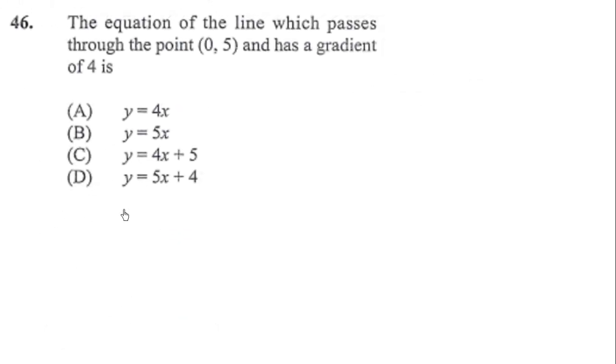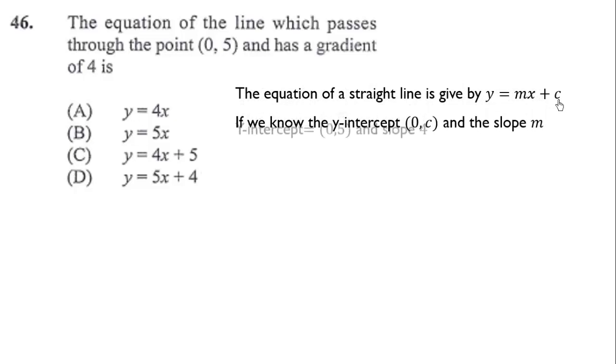Now the 46th item: the equation of the line which passes through the point (0, 5) and has a gradient of 4 is. So the equation of a straight line is given by y equal mx plus c. Now the m is the slope, which is the gradient, and the c is the y-intercept.